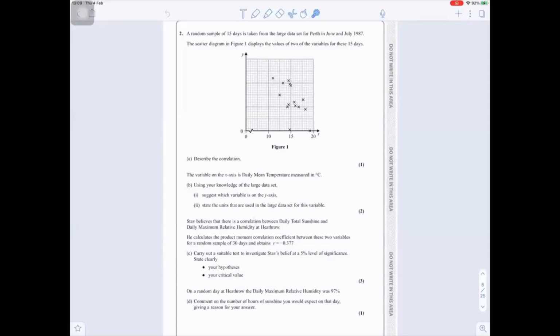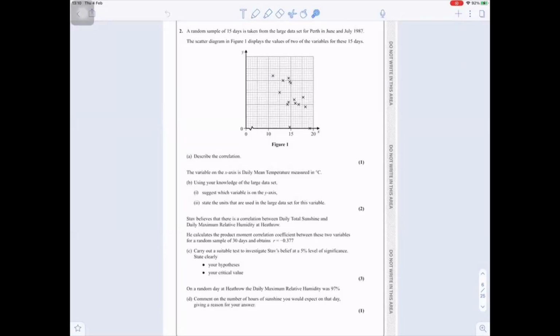Question number 2. A random sample of 15 days is taken from the large data set for Perth in June and July 1987. The scatter diagram in figure 1 displays the values of 2 of the variables for these 15 days. Describe the correlation. The variable on the x-axis is daily mean temperature measured in degrees Celsius. Using your knowledge of the large data set, suggest which variable is on the y-axis. State the units that are used in the large data set for this variable.